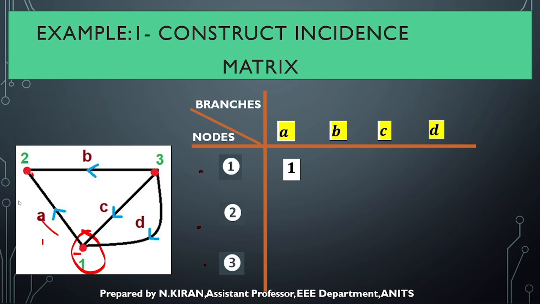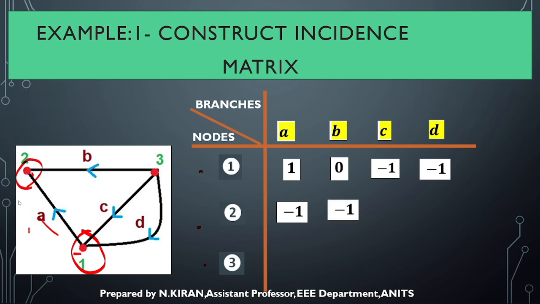Branch B is nowhere in relation with the first node, so it is 0. C branch is coming towards the node, so minus 1. D branch also is coming towards the node, minus 1. Let me consider the second node. A branch is towards the second node, minus 1. B is also towards, minus 1. C and D branches are nowhere related to the second node, so 0, 0.